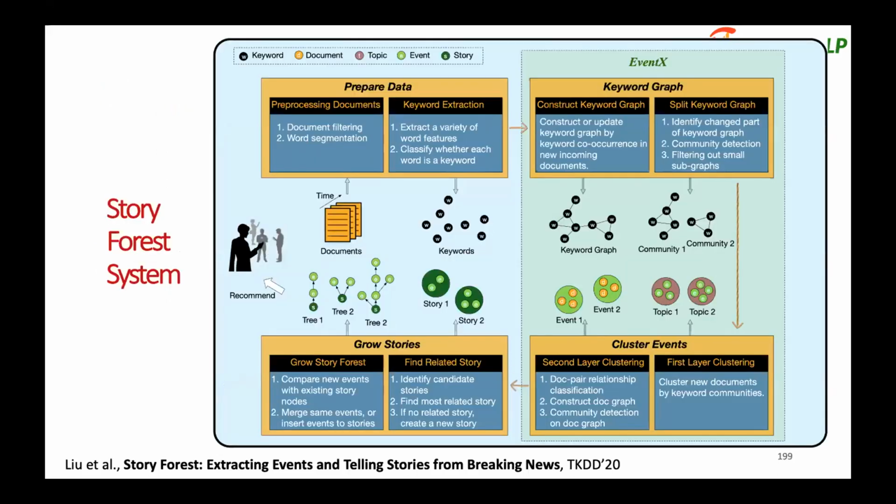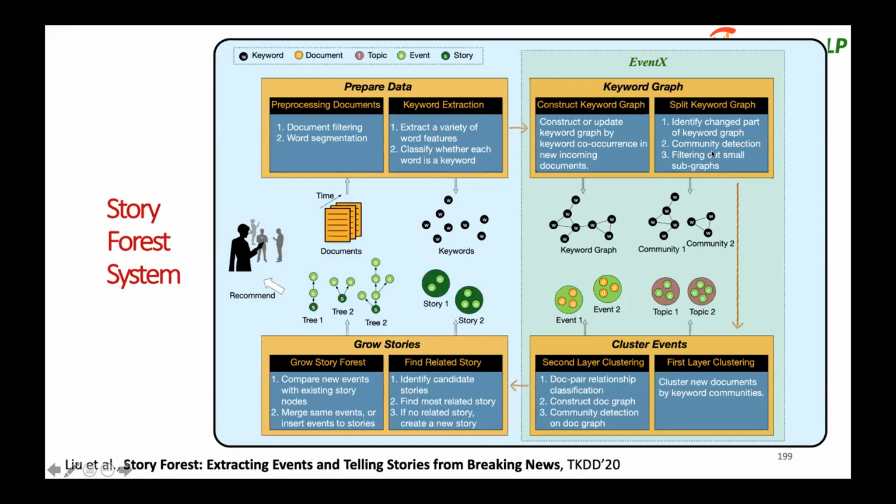So here is the process of the Story Forest system, the whole framework of it. Basically, we start from pre-processing the online stream of news documents. We have a stream of documents which comes in by time, and we first pre-process these documents and extract keywords from them. The key research problem here is how we can get fine-grained clusters of these news articles, where each cluster only contains the articles talking about the same event. So the event is a very fine-grained semantic level clustering.